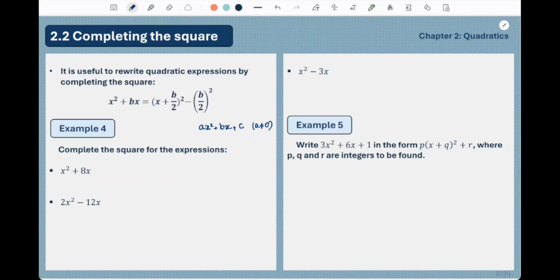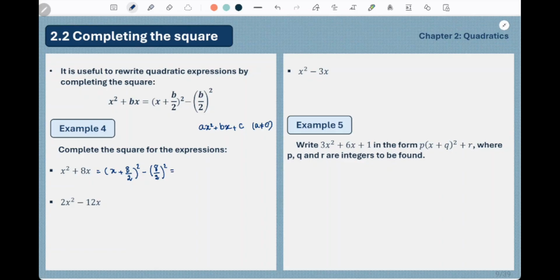Complete the square for the expression. So I can see this one. My b in this case does match this one, right? My b in this case is 8. So I'm going to use this formula where it says x plus b over 2, so 8 over 2, right? And there is no x here, so it's squared, minus 8 over 2, all of that squared.